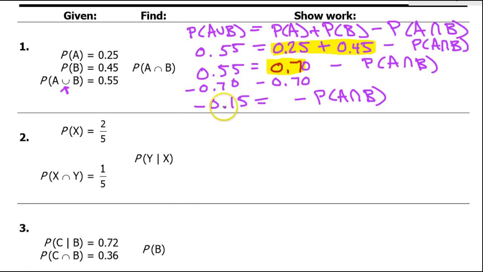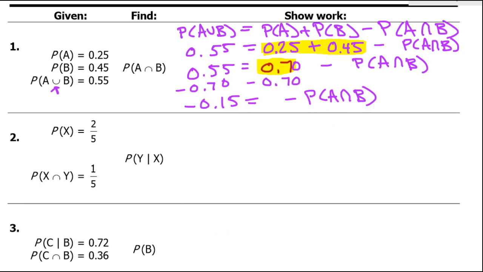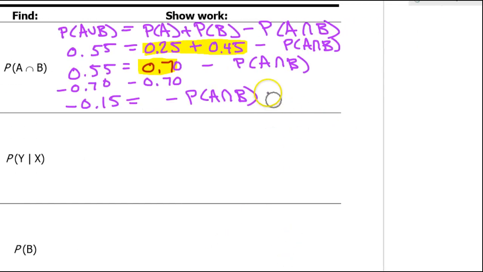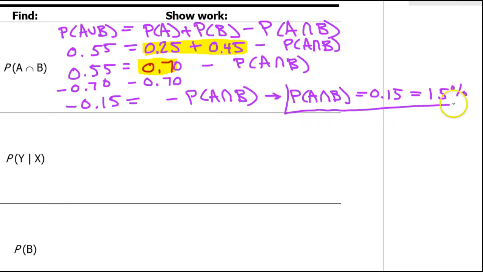To fix the fact that both of these are negative, technically we will divide both sides by -1. But of course the bottom line is that we will get the probability of A and B is equal to positive 0.15. And of course you could write that as 15% as well. So there's the final answer to problem number 1.